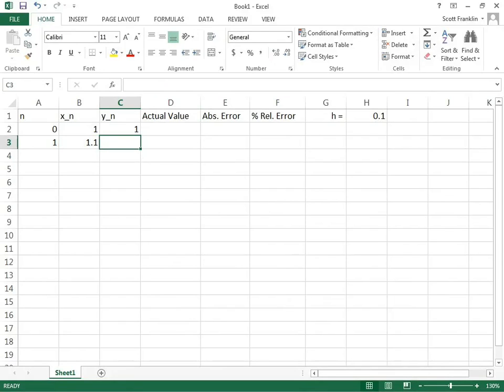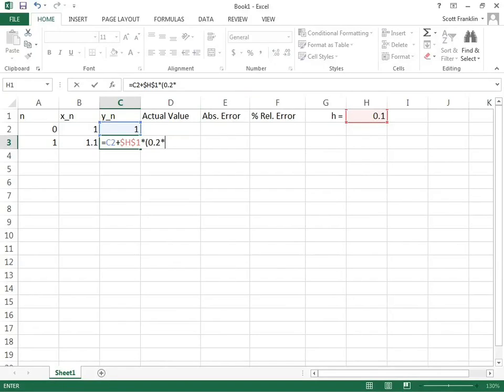And of course, y sub n is going to be the previous value of y, so equals C2 plus the value of h with the dollar signs in there, times now my formula. Now my formula in this case comes from here. That is, it comes from 0.2xy. So I need to plug in here, and I'm going to put it in parentheses just so that I know that this is my function. Parentheses 0.2 times x times y.